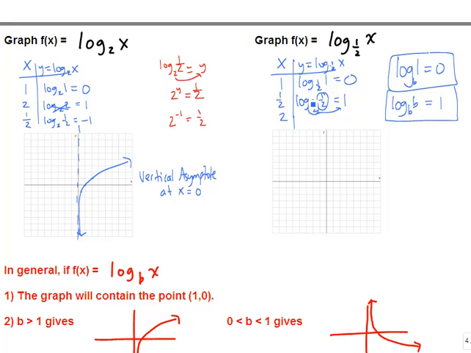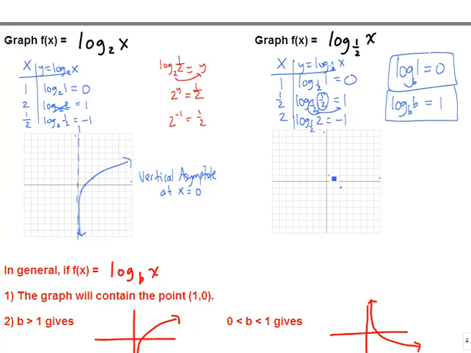Okay, and in the last example, we have log base a half of 2. So 1/2 raised to what gives you 2? Well, it needs to be an exponent of -1 to flip it over. So here are my 3 points to plot. 1, 0, 1/2, 1, and 2, -1.